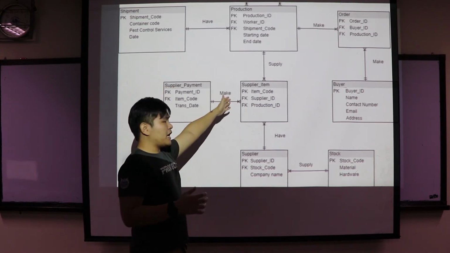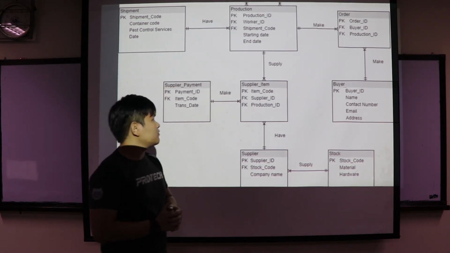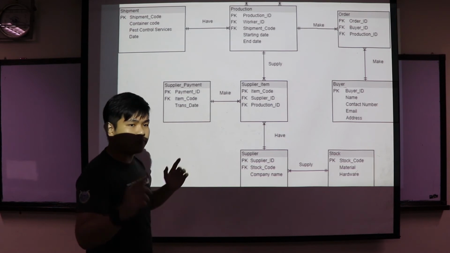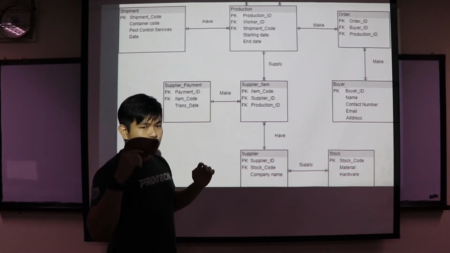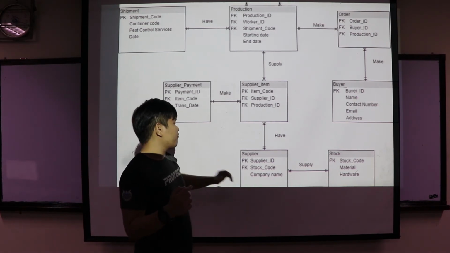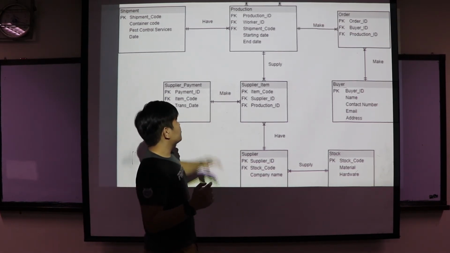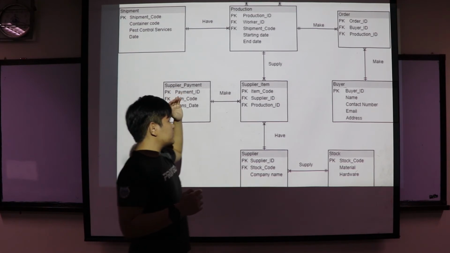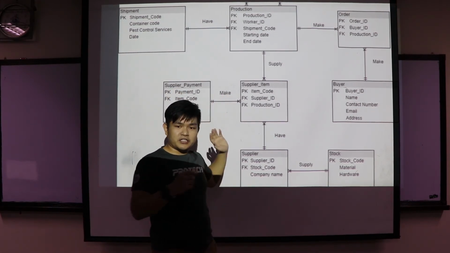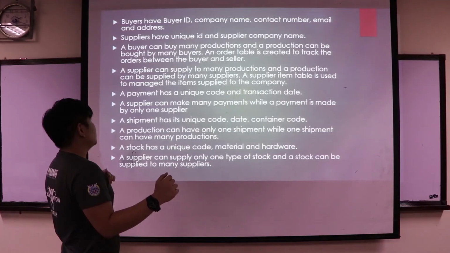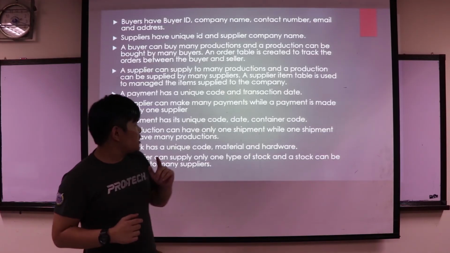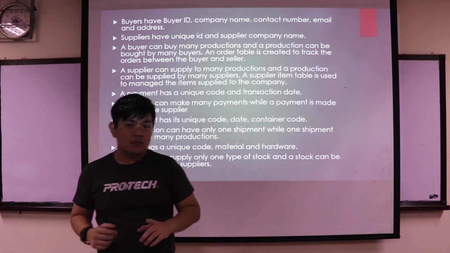In the supplier item table, we have one primary key, which is item code. In this table, we also have two foreign keys, from the supplier and the production. First is supplier ID and another one is production ID. And back to the question, a payment has a unique code and transaction code.